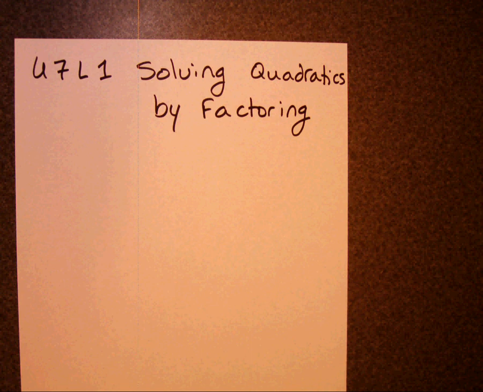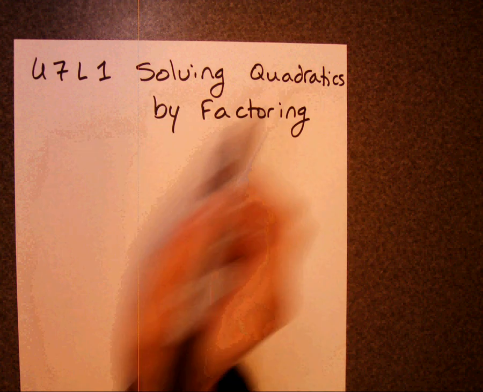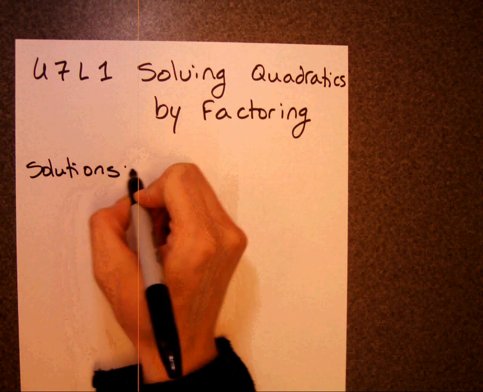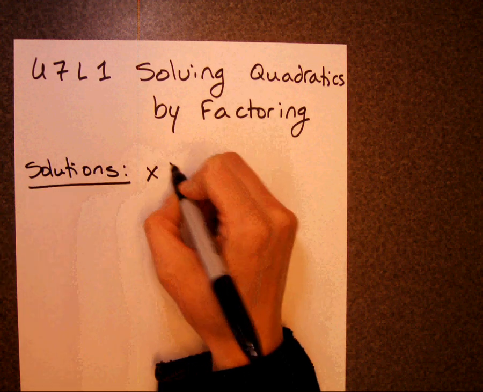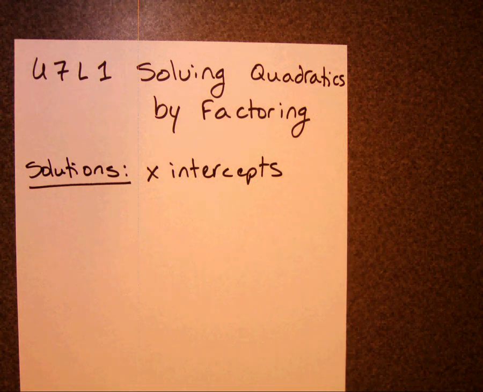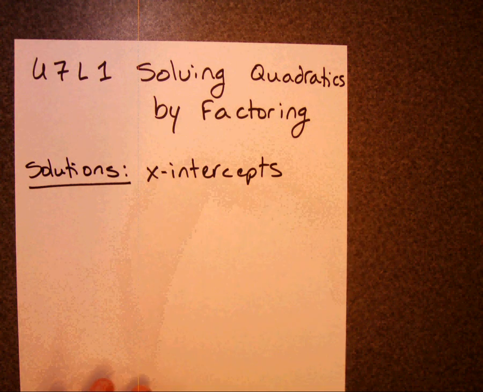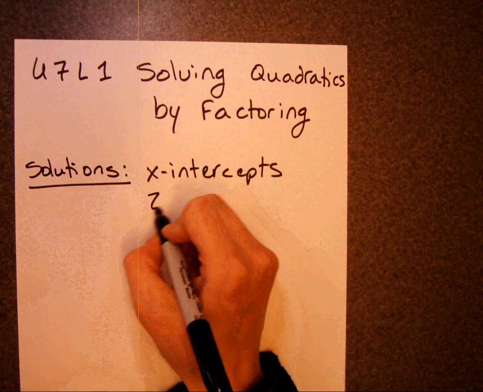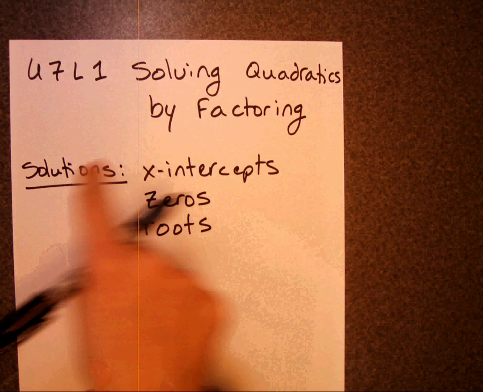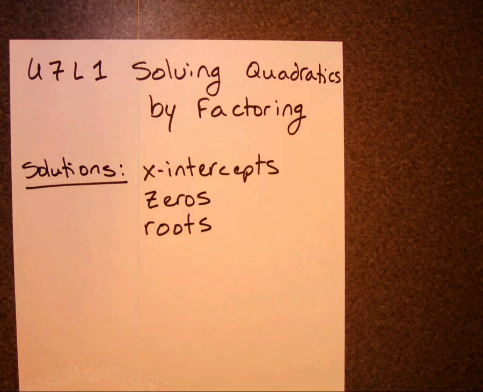Today we're starting Unit 7, talking about solving quadratics. First of all, whenever we solve a quadratic, the solutions to the quadratic are just the x-intercepts. So when we solve the quadratic, we're finding where that parabola, if we're to graph it, crosses the x-axis. Solutions, x-intercepts, zeros, and roots. These are 4 different words that all mean the same exact thing when we're talking about quadratics. Solutions, x-intercepts, zeros, or roots all mean the same thing.